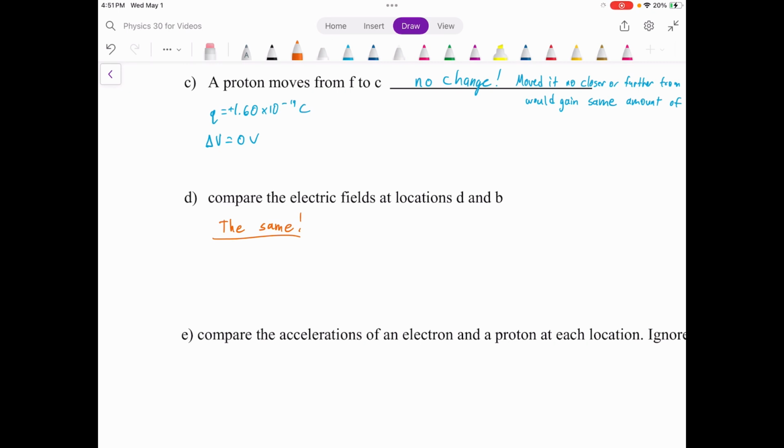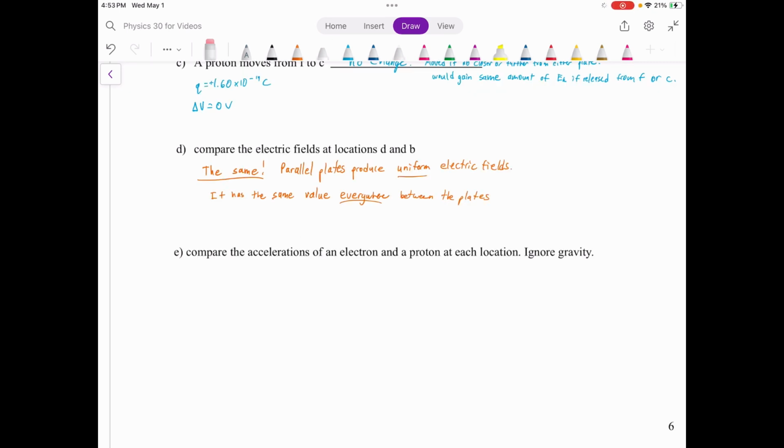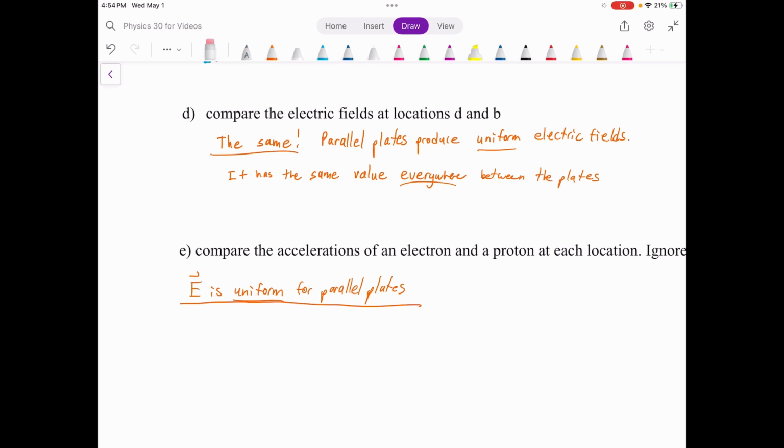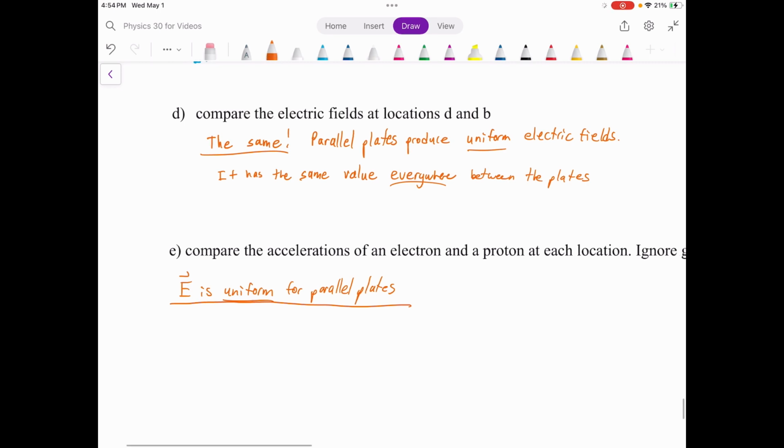It's the same everywhere. And so the last thing it asks us here is to compare the accelerations of an electron and a proton at each of these locations, right? Well, as we've discussed here, the different locations aren't going to make a difference because the electric field is uniform. It's the same everywhere. So at all of our positions, A, B, C, D, E, F, they're in the same electric field. Now, what does that mean for the force that's acting on them, no matter where they are?